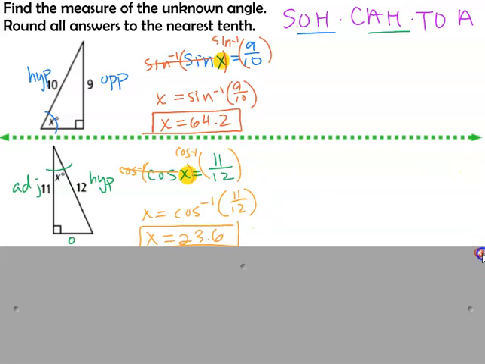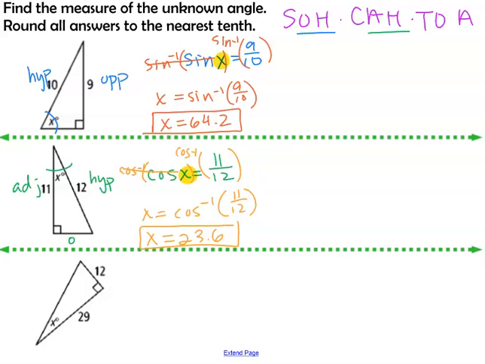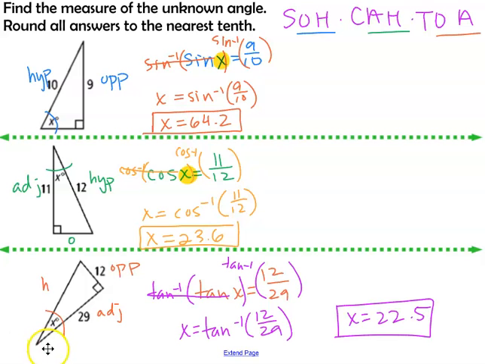Now for this next problem, I want you to go ahead and pause, try it on your own, and check back with me when you're finished. Hopefully when you labeled your triangle, you needed to use the opposite and adjacent side, so you set up tangent of x is equal to 12 over 29, then took the tangent inverse of both sides, and then when you put the tangent inverse of 12 over 29 in the calculator, you should have gotten x is equal to 22.5.